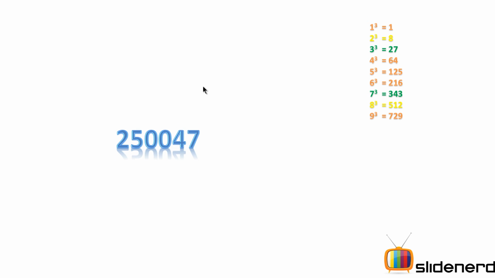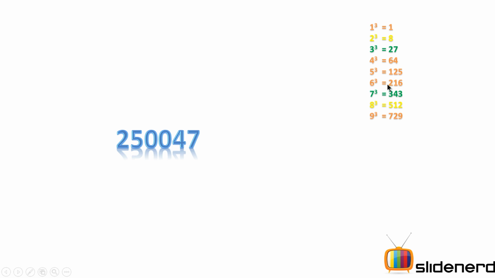Alright, let's look at another example. Say I have the number 250047, and let's use the same logic. It ends with 7, which means the last digit has to be 3, because 3 ends in 7 and 7 ends in 3. So the last digit has to be 3. After that, strike out the last 3 digits and consider the remaining numbers. In this case, it is 250.